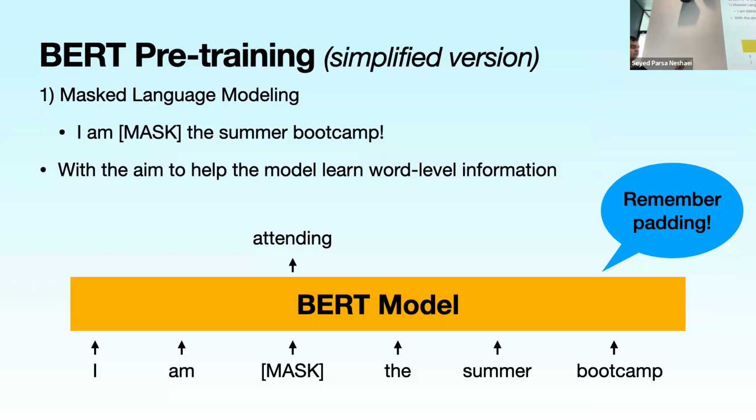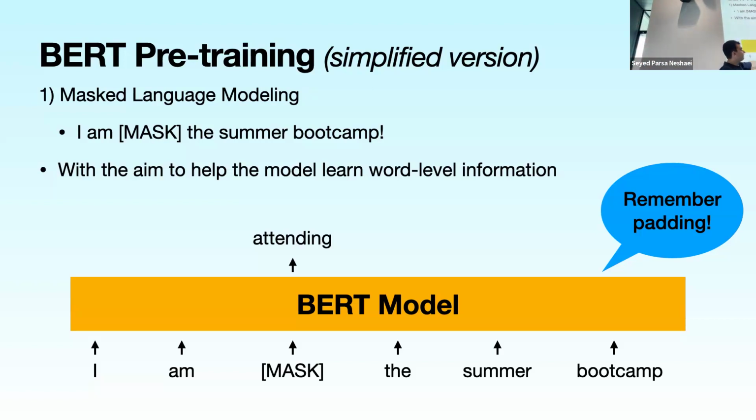So they pick one word in the sentence, they replace it with a certain token called mask. So here, for example, I'm attending a summer bootcamp. It's one of our training data. They replace randomly the word attending with a mask. And then the model should predict that word. So it's very similar to what we saw, right? The only difference is that the continuous bag of words was a simple neural network, but here it's a transformer-based model, right? So with the input that we saw.